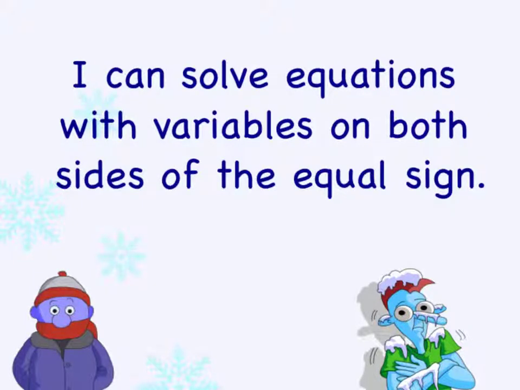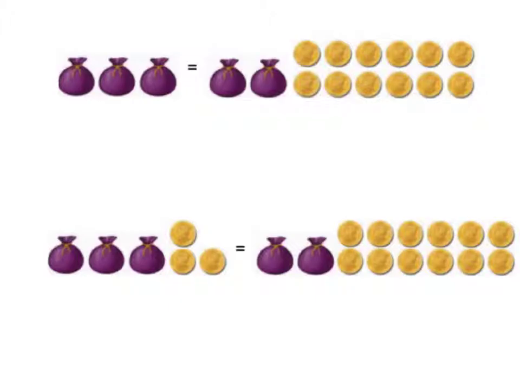The next layer of solving equations that we're going to work with is when there are variables on both sides of the equal sign. So not just one side. Our goal is still to figure out what the value is for the variable, but there's a little bit of extra work. Some of you may remember the bags and the coins from previous lessons. Remember, the bags represent the unknowns. So we have 3 unknowns on this side and 2 on this side.